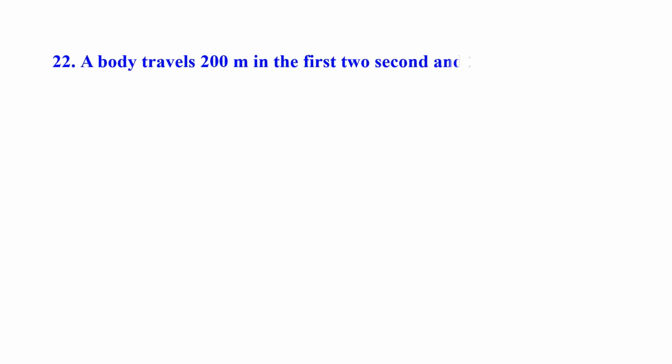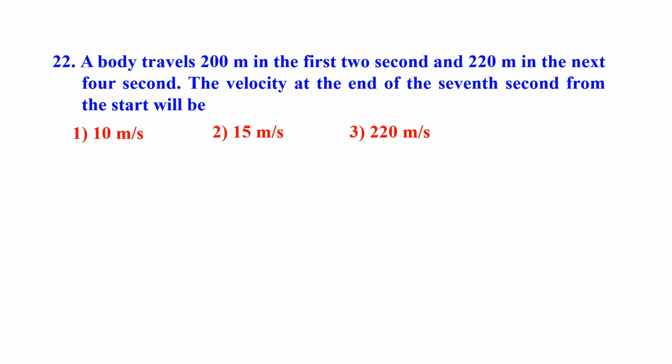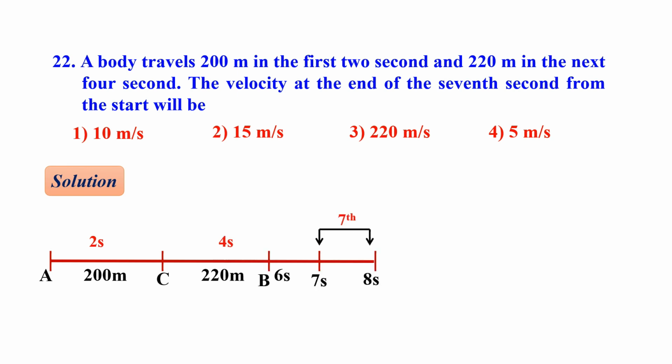Next question. A body travels 200 meters in first 2 seconds and 220 meters in next 4 seconds. The velocity at the end of 7th second from the start will be 10 meters per second, 15 meters per second, 220 meters per second, 5 meters per second. Now let us go to the solution. A body travels 200 meters in first 2 seconds from A to C, and in the next 4 seconds it travels C to B, 220 meters. We have to calculate the velocity at the end of 7th second from the start.